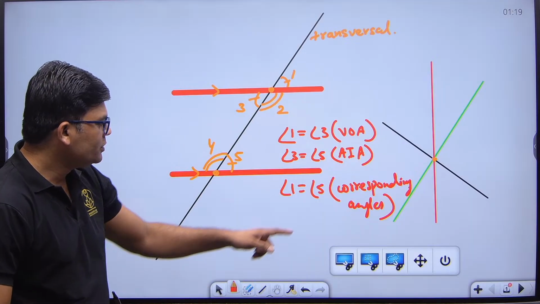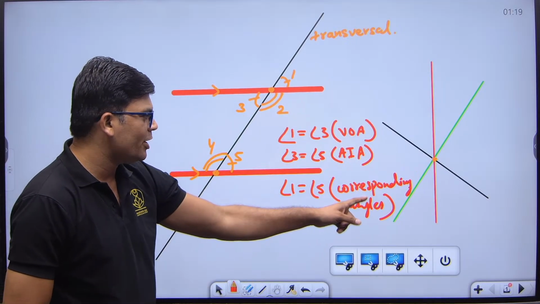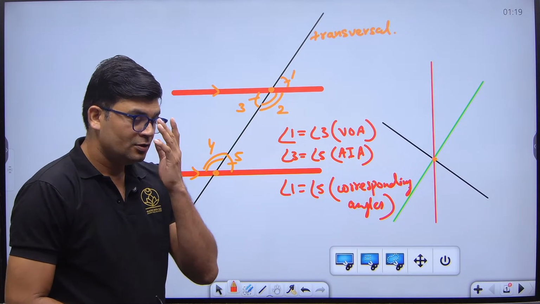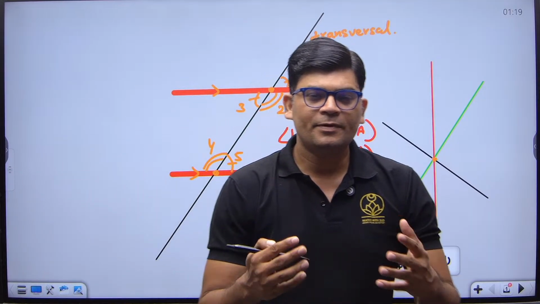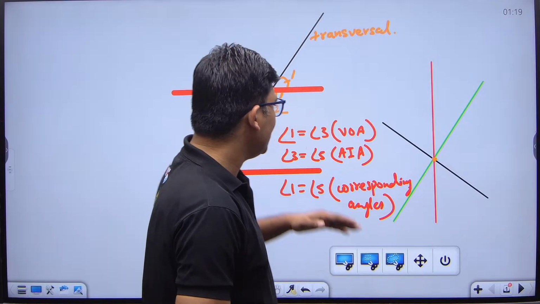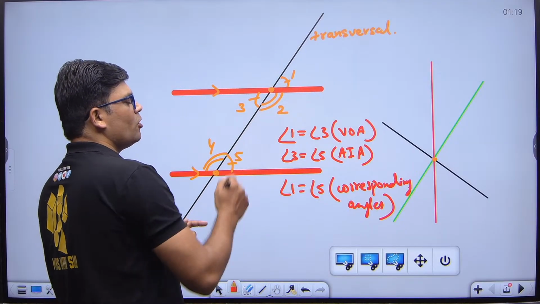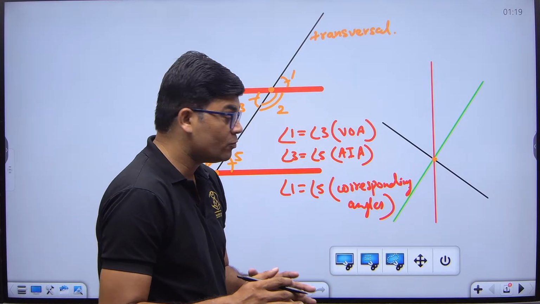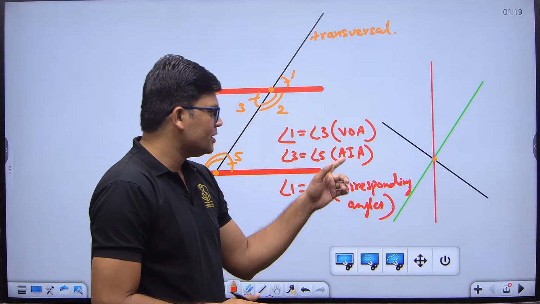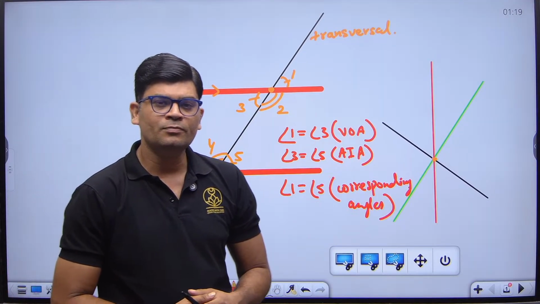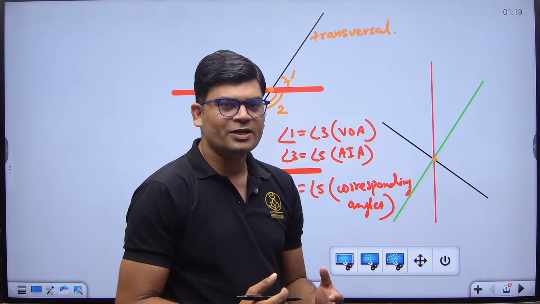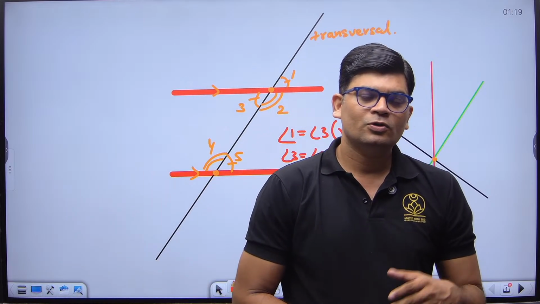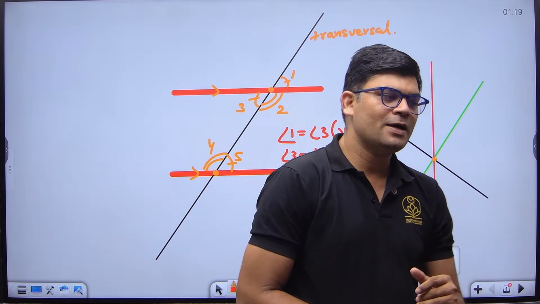So we will be using these two. This is an axiom, this is a theorem. So this is an experimental truth. If two lines are parallel and they are passing through the same corner point, corresponding angles are always equal. So we can use either this or the alternate interior angles theorem to construct a line which is parallel to the given line from a point outside it.